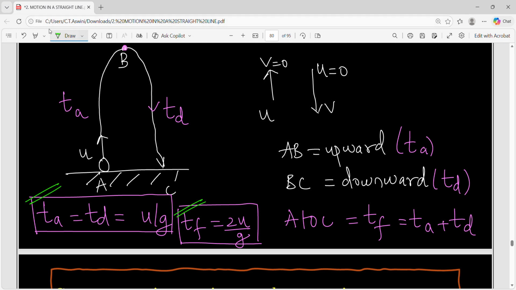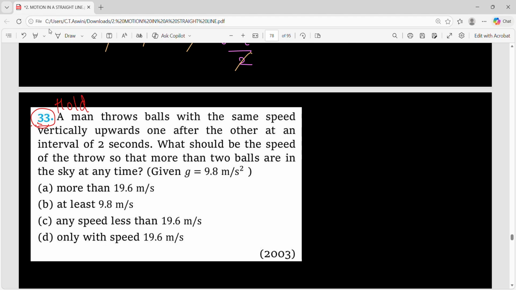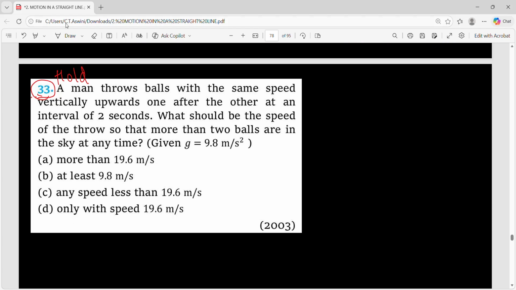So, memorized the formulas? If so, we'll go back to that question. So, we'll see this question. We kept it on hold, right? Now, see this one.